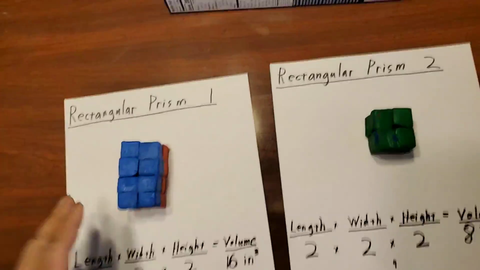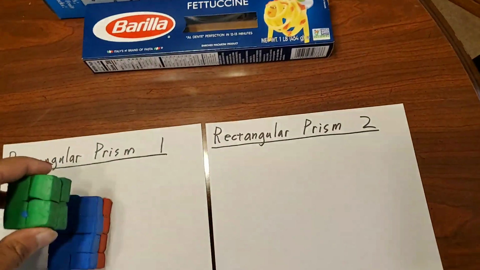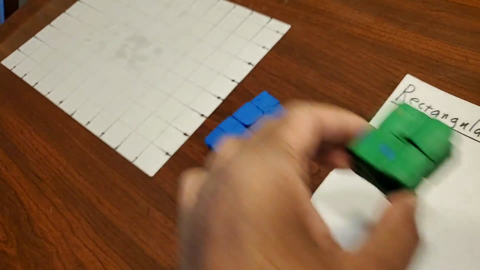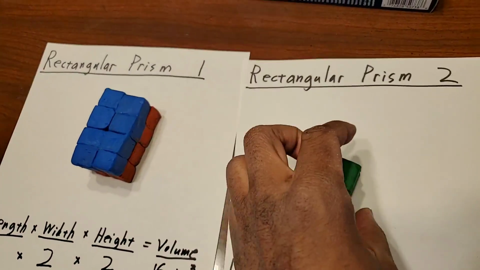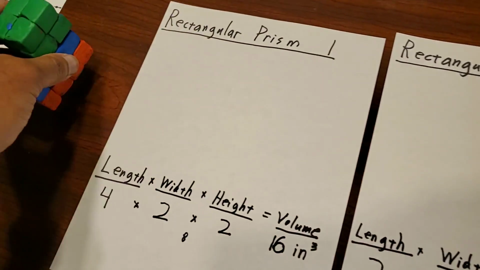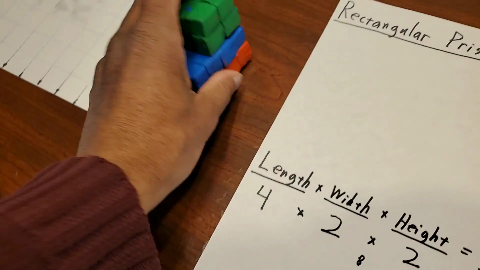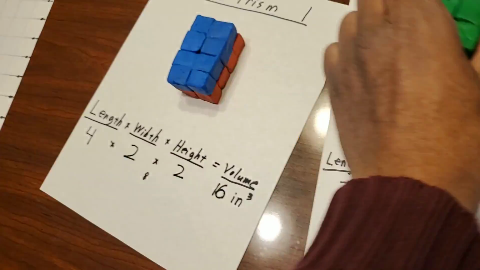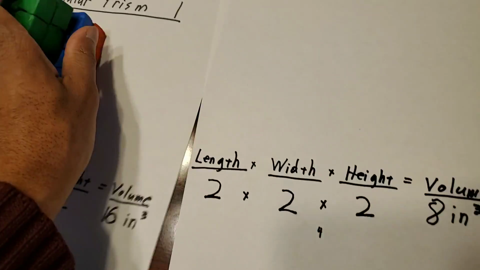Matter of fact, let's try that again. So these are our two objects. And we're putting them together to make one object. What do you notice I'm doing? I'm taking these two objects that are separate and I'm placing them back together. Since I'm putting them together, I'm adding them together.